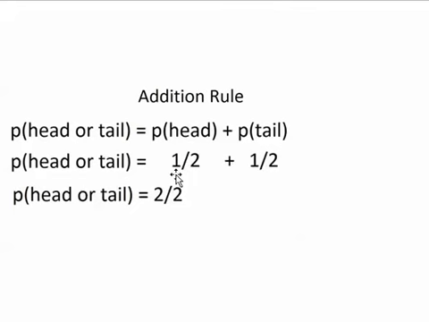Well, when you add fractions that have the same denominator, meaning when you add fractions that have the same number on the bottom, you just add the two numbers that are on top. So 1 plus 1 equals 2.